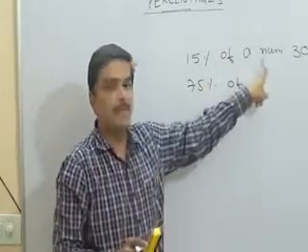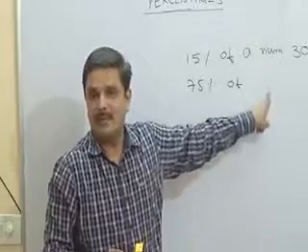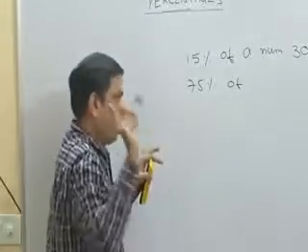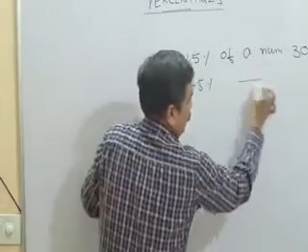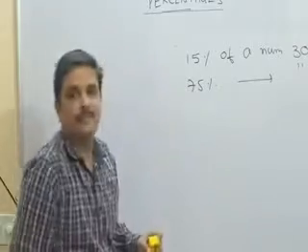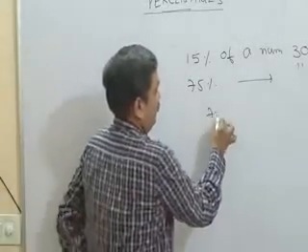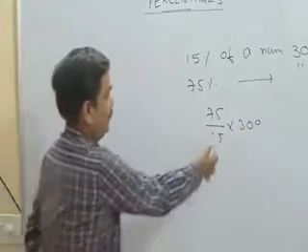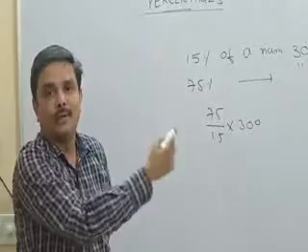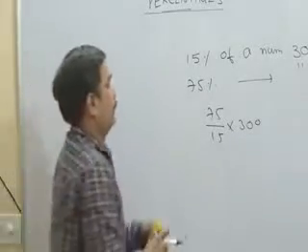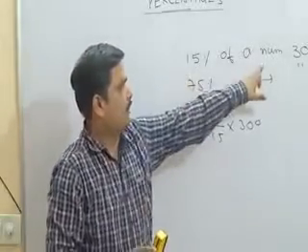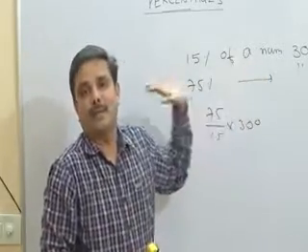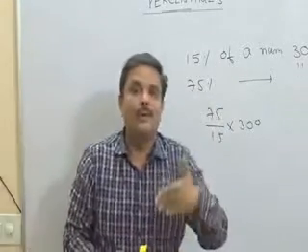Straight away, by using the unitary method, you can solve the question. When 15% of a number is 300, obviously 75% of the same number is how much? Now we use the unitary method here: 75 by 15 into 300. So this is 5 times 300, and you can go for the simplification. If they give one part of the number with its value, then we can straight away find out the other part.